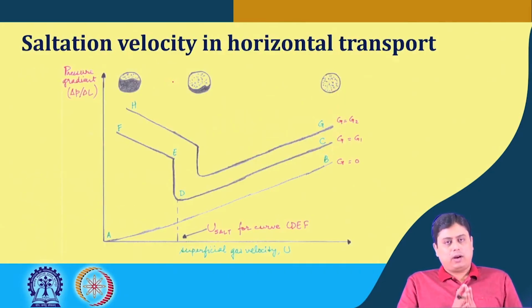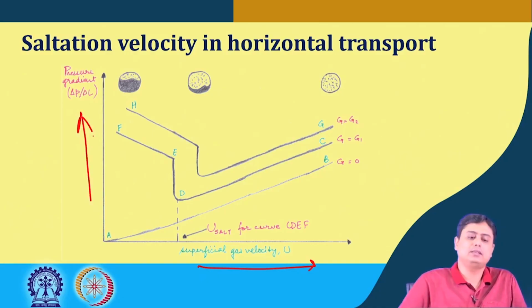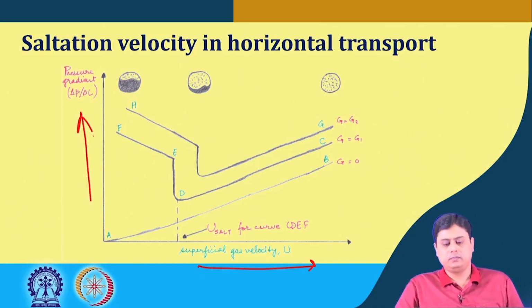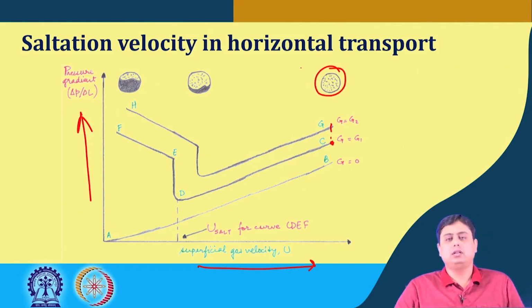Now, similar to the vertical arrangement, in the horizontal transport we can have saltation velocity. Now here, this is the superficial gas velocity and the y axis is the pressure gradient. In this case again at a very high velocity, we can see that the pipeline cross section is uniformly distributed with the solid particles, which is we can say the concentration is lower, so this is the dilute phase transport.